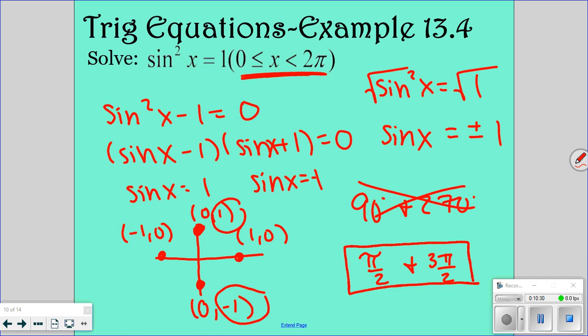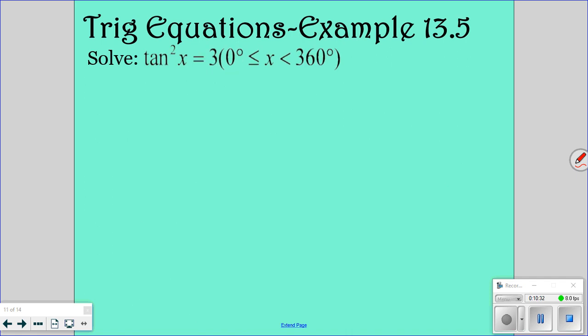Okay. So now we're going to look at another one. On this one, you can't do both methods that I just showed you because, or you could, it just doesn't factor quite as simply as you would think. So for this one, I would just take the square root of both sides of your equation. And so the tangent of x would equal plus or minus the square root of 3. And so we need to figure out where tangent equals square root of 3.